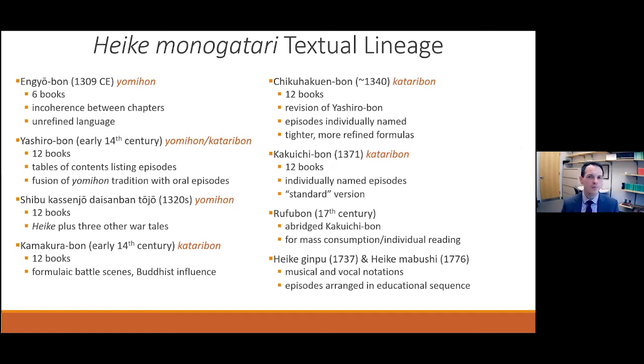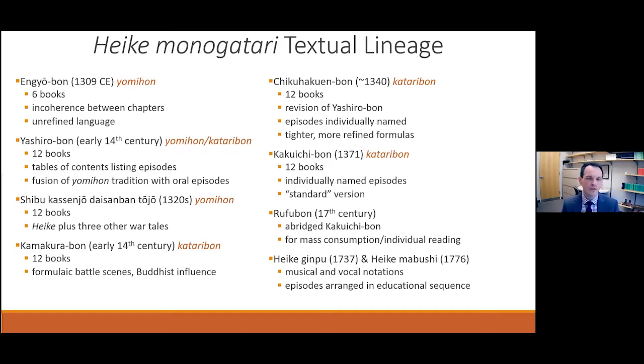This was likely a revision of the Yashirobon carried out by Kakuichi's biwa hoshi master and several other singers in Kyoto. This variant is generally seen as an effort at pruning away some of the Yomihon elements found in the Yashirobon. It's written in kanji and kana, Chinese characters and kana, which is the standard format for Japanese texts today, and basically starting around the 15th, 16th century onward.